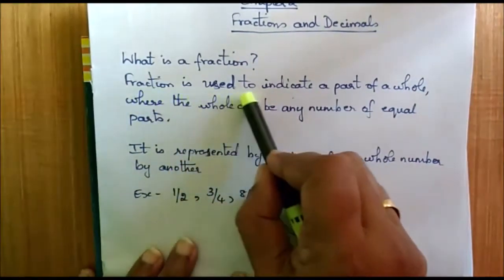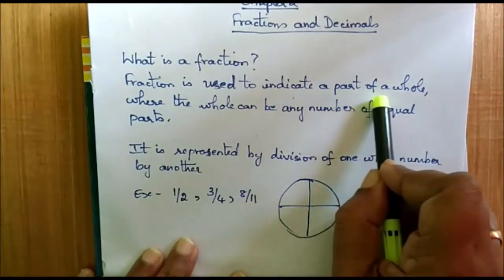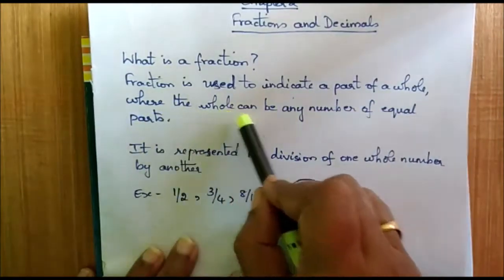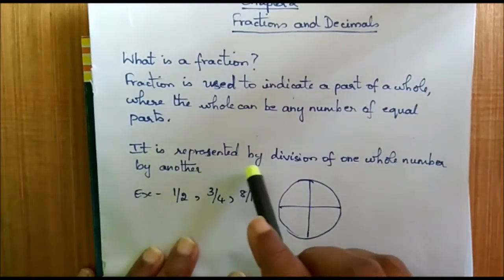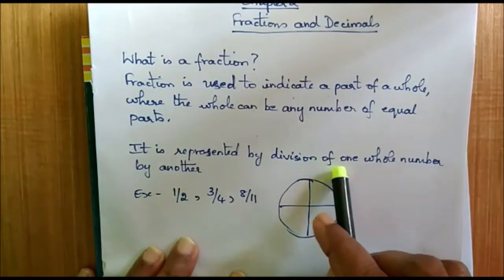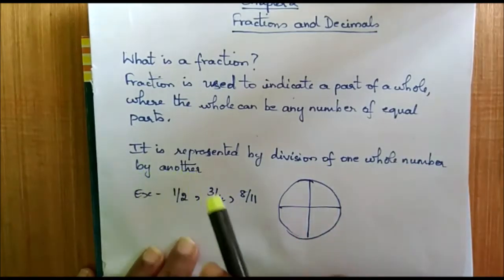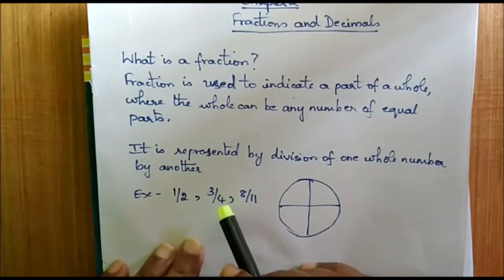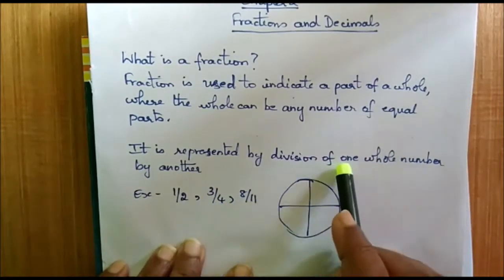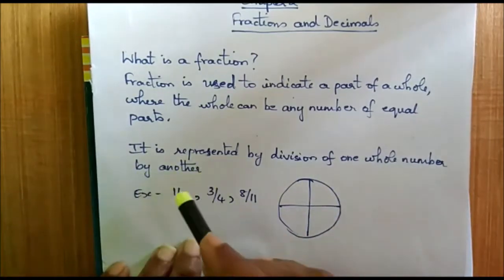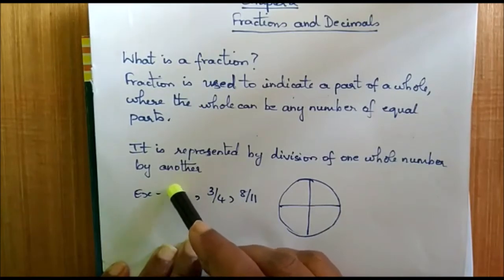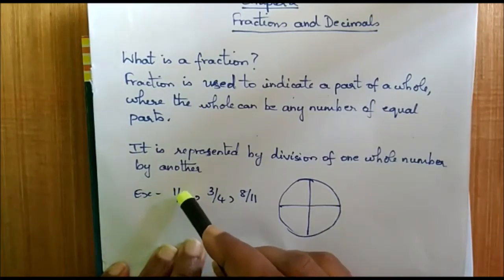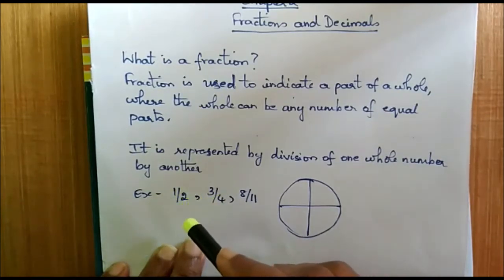A fraction is used to indicate a part of a whole where the whole can be any number of equal parts. A fraction is represented by division of one whole number by another. Now what do you mean by this? Division of one whole number by another. That is, when I say 1 by 2 is a fraction, 1 is a whole number and it is divided by another whole number, that is 2.